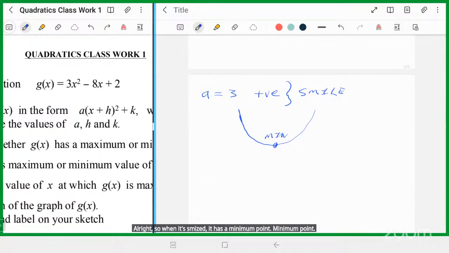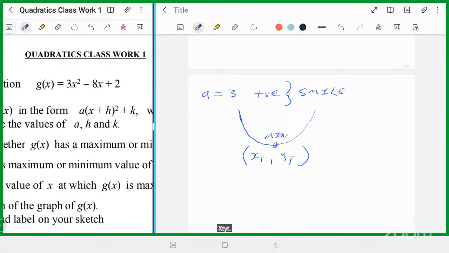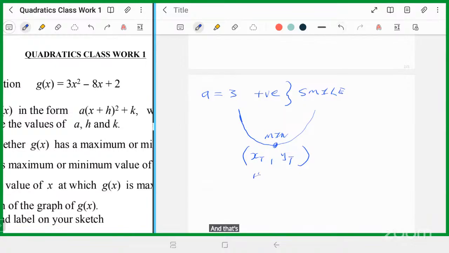All right, so when it smiles, it has a minimum point, and that minimum point is a turning point, and we calculate the coordinates of that turning point, which is xt, yt. Remember, the t means turning point in this expression, and the x means x value, so this is the x value at the turning point. The y here means y value at the turning point. The same value we calculated up top, and that's 4/3, negative 10/3. This is the critical information we need.